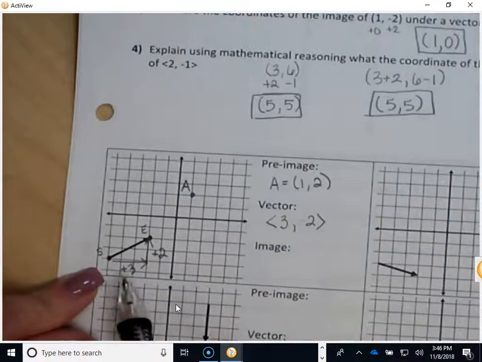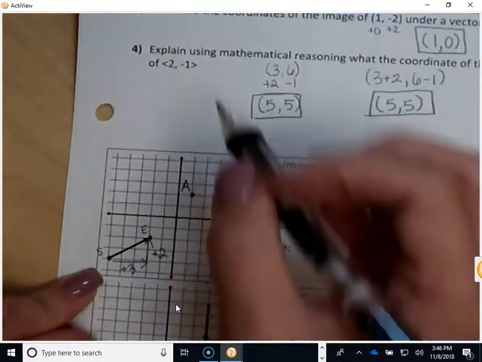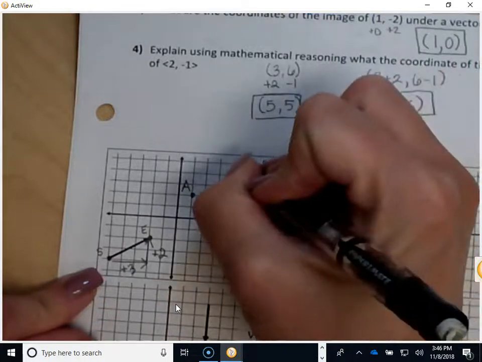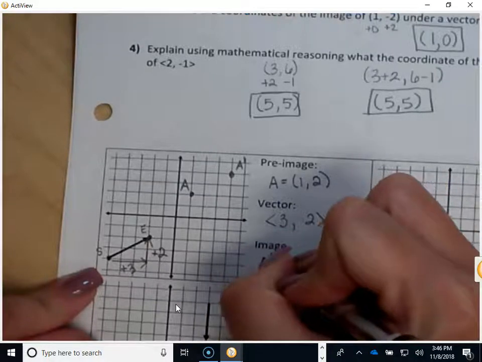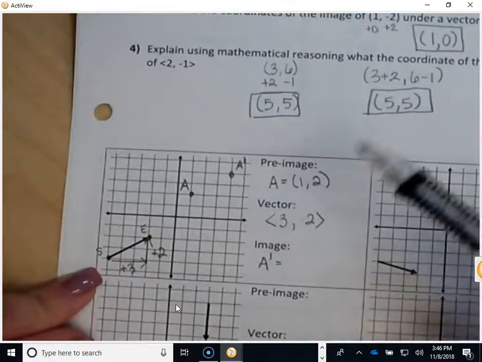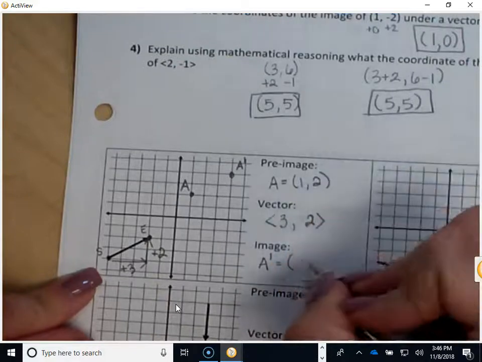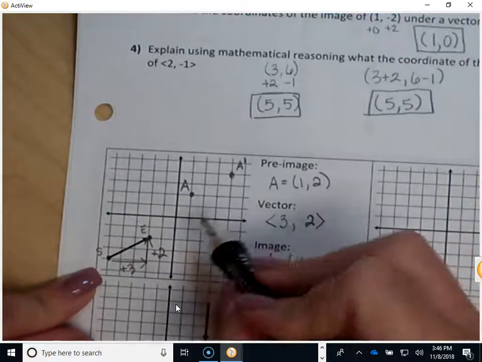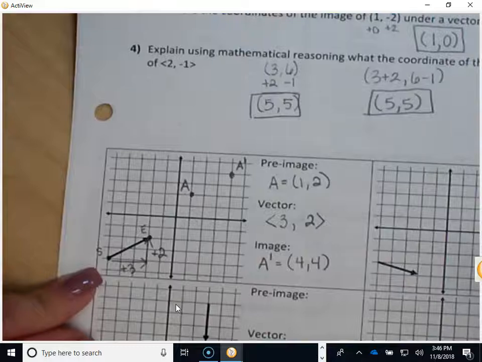So now we need to do that to this point A. We're going to go to the right 3 and then up 2. 1, 2, 3, up 2 to get to our A prime. So our image is A prime, and you just need to write those coordinates down for that point. You can either figure it out by adding 3 to that 1 to get 4, and adding 2, because this is a positive 2 for our vector, to this 2 to get 4 as well. Or you can look off of your graph, 1, 2, 3, 4, 1, 2, 3, 4. And that's a way to double check yourself. Make sure you got it right.